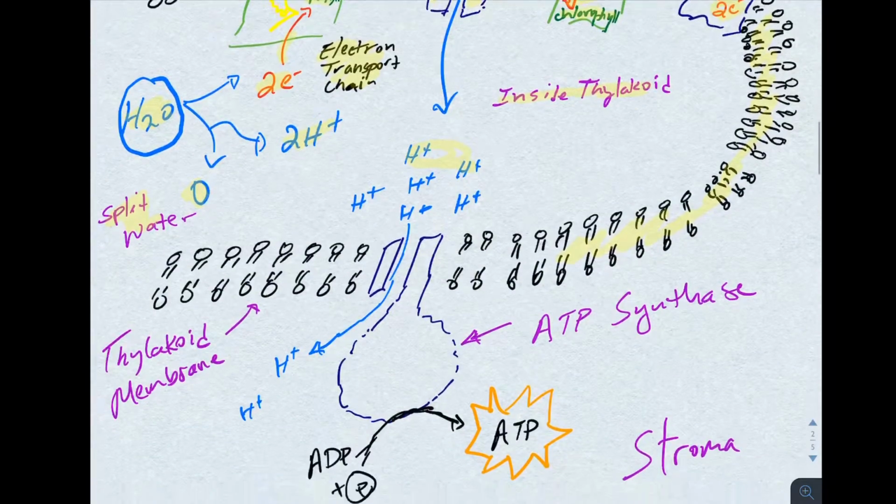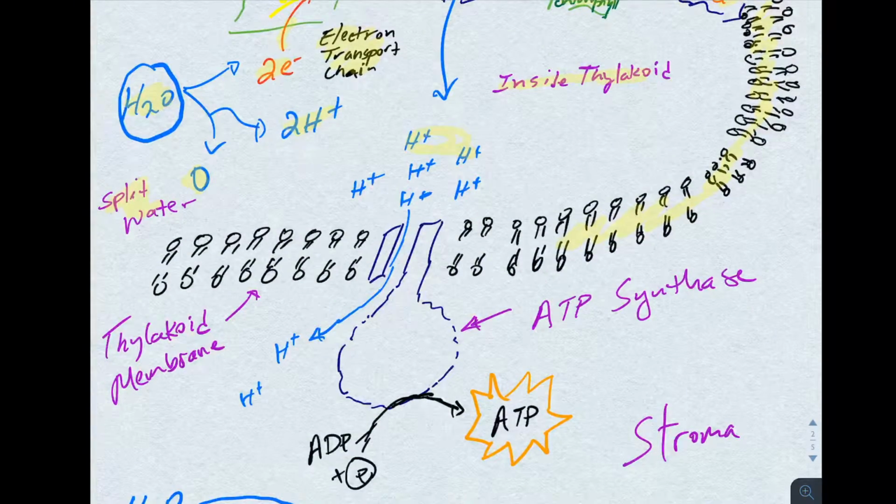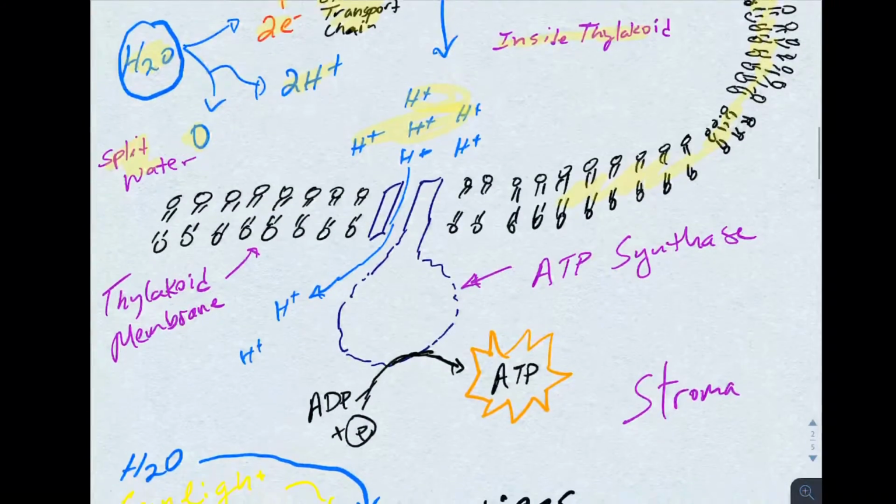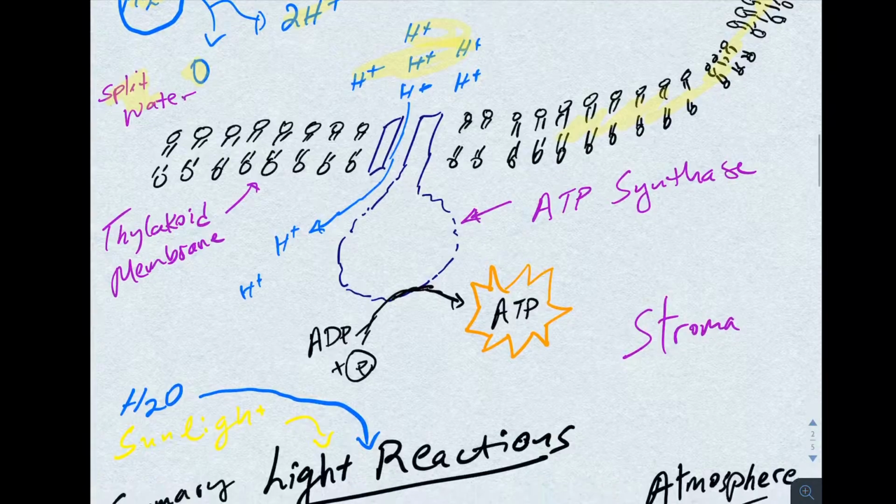If we look down here, we will see what will happen to this high concentration of hydrogen ions. At the bottom, we have the last protein called ATP synthase, which is going to use this high concentration of hydrogen ions in order to catalyze a reaction to make ATP. The hydrogen ions will diffuse from inside the thylakoid to outside the thylakoid.